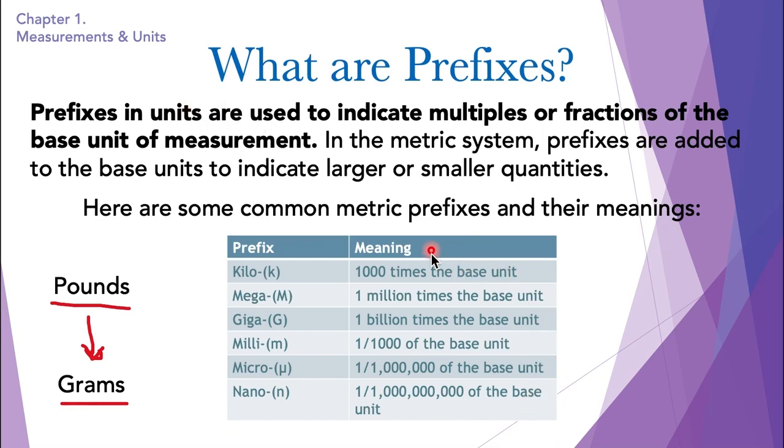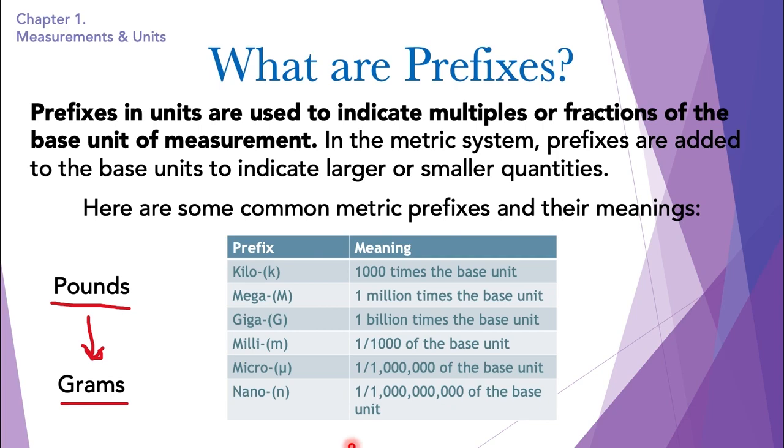So what are prefixes? Prefixes in units are used to indicate multiples or fractions of the base unit of measurement. So in the metric system, prefixes are added to the base units to indicate larger or smaller quantities. So here are some common metric prefixes and their meanings. Prefixes are basically added to the base units to indicate smaller quantities or larger quantities.